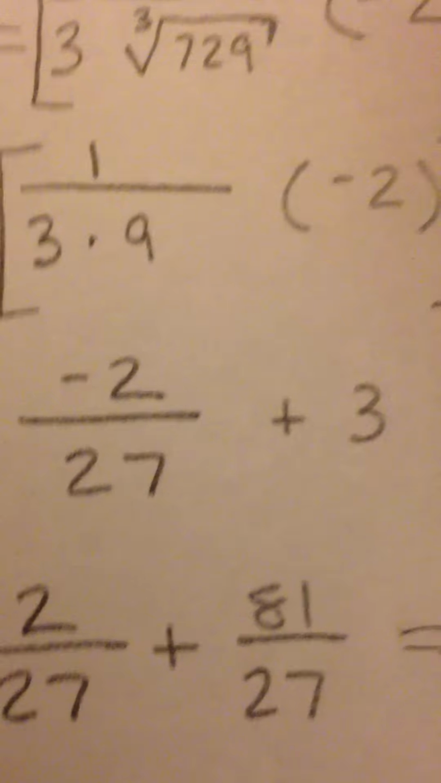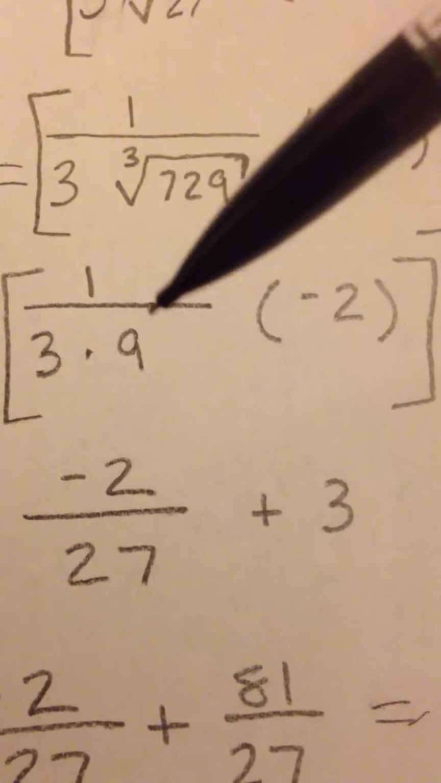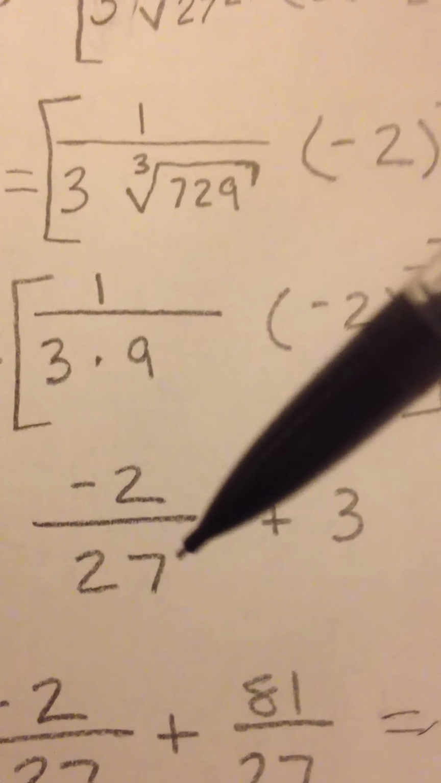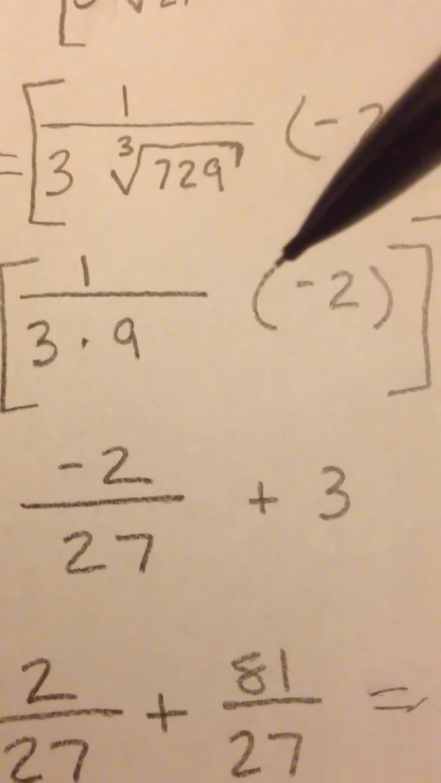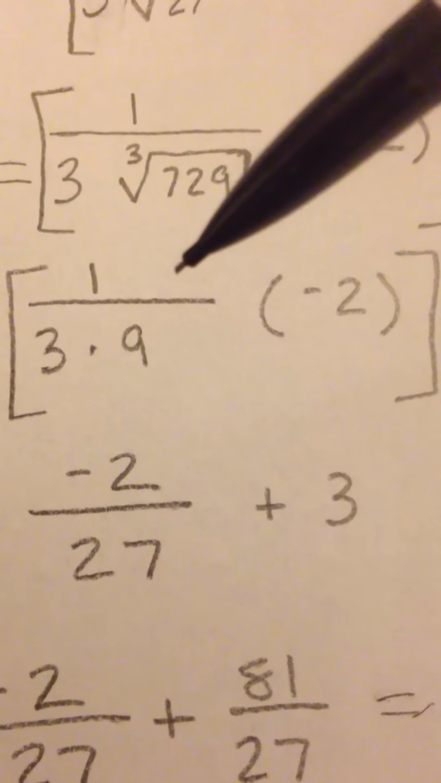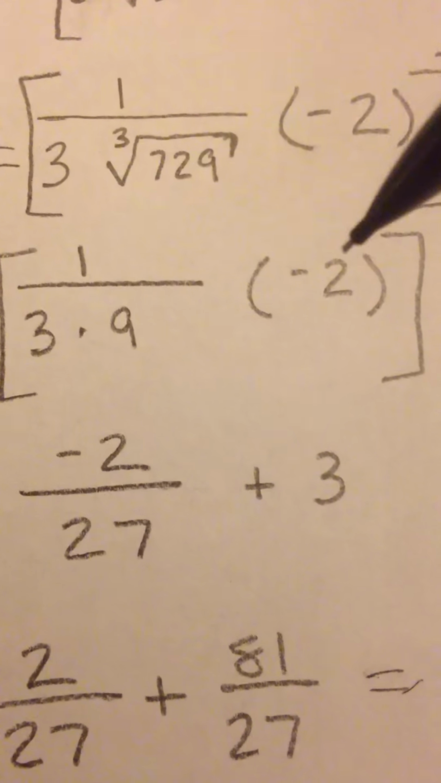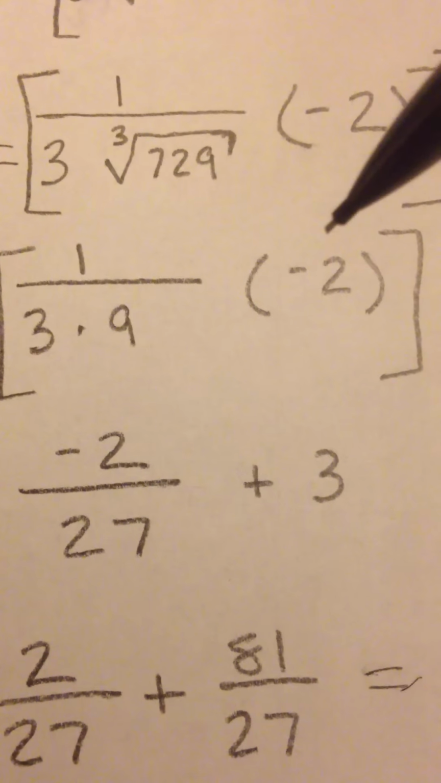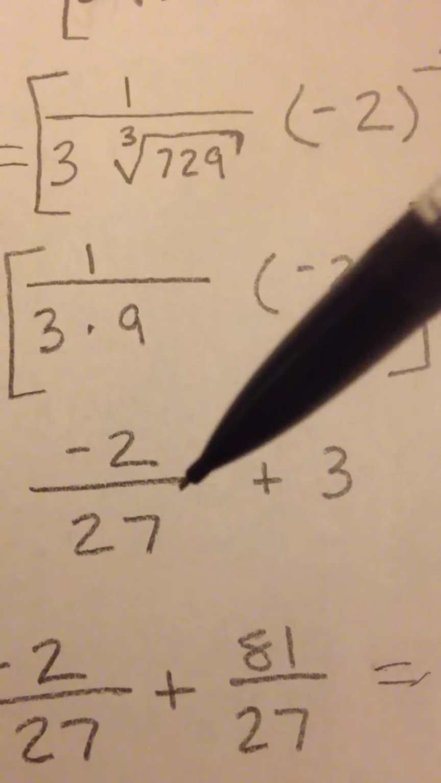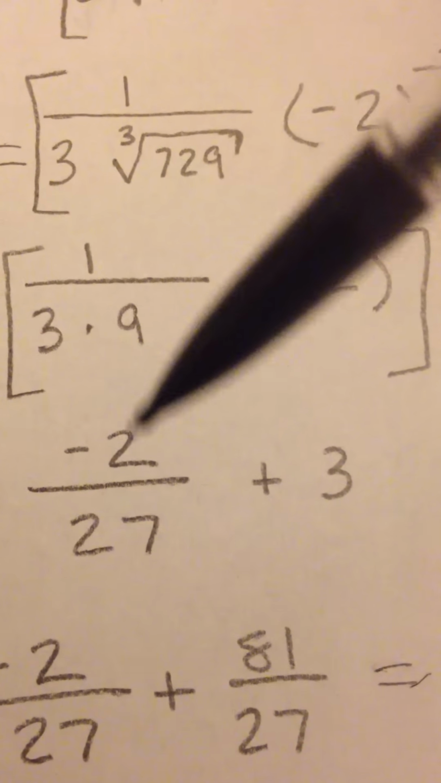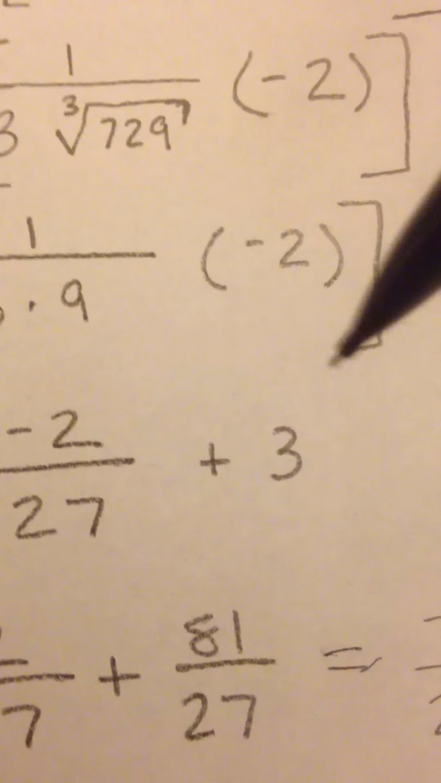And so then I just kind of skipped a couple of steps, but 1 over 3 times 9, your 3 times 9 gives you your 27. And when you have just a whole number multiplied by a fraction, so long as it's 1 up there, you just really worry about multiplying your numerators. So we have negative 2 times 1, which is negative 2, over our 3 times 9, which was 27. And we still have our plus 3.